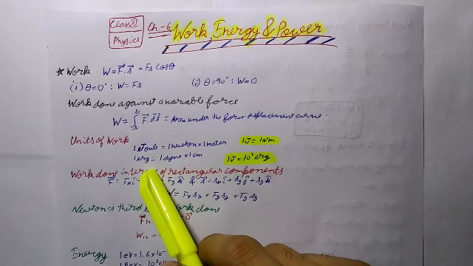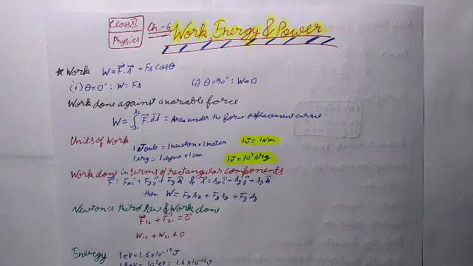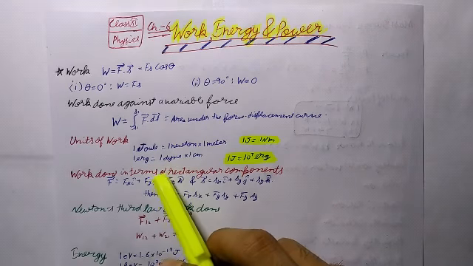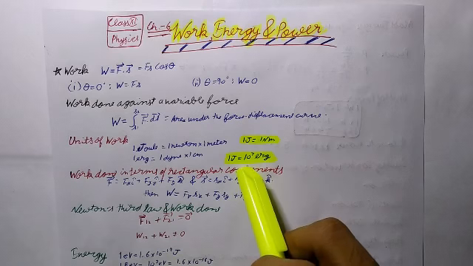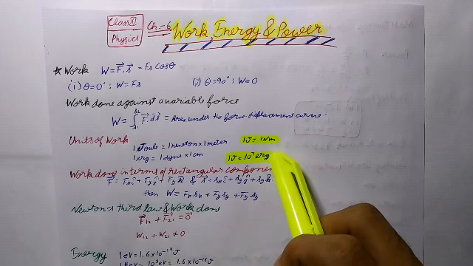And now the second thing is that the CGS unit is erg. 1 erg of work is said to be done if a force of 1 dyne displaces a body through a distance of 1 centimeter in its own direction. 1 erg will be equal to 10 to the power minus 7 joule. 1 joule will be equal to 10 to the power 7 erg.